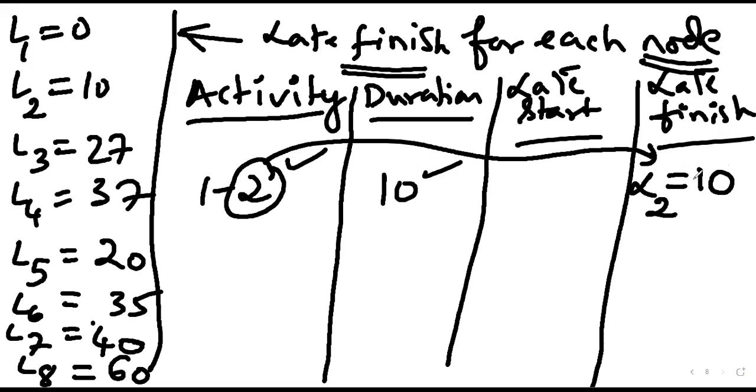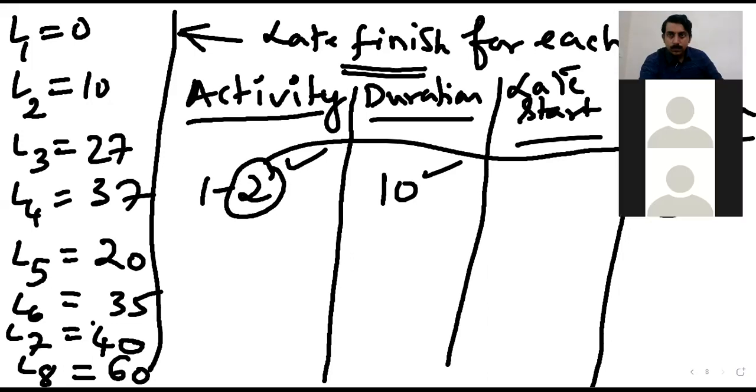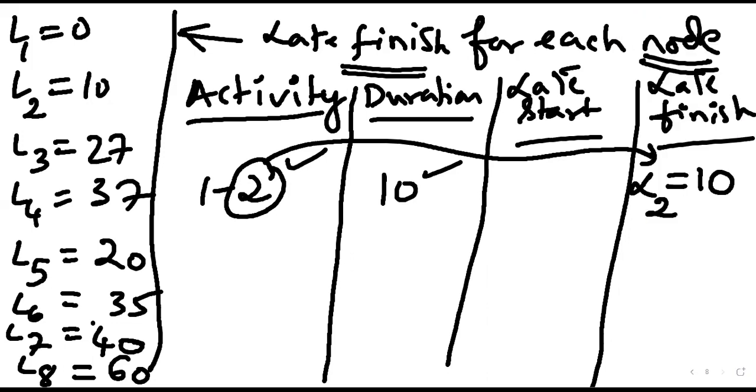Latest finish. That means the activity has to be finished by the 10th date at the latest. So this is the latest finish. If latest finish is 10, what would be the latest start? 0, because latest start is nothing but latest finish minus duration.